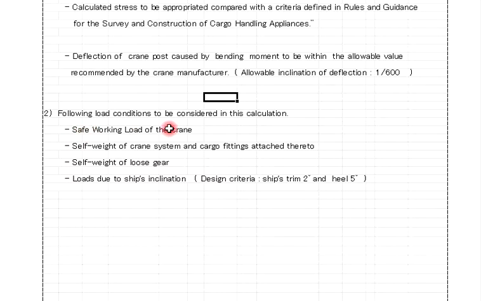The load conditions to be considered in this calculation are the safe working load of the crane, the self weight of the crane system and cargo fittings attached to this crane, the self weight of loose gear, and also the load due to ship inclination. So the design criteria for this ship trim is 2, and here is 5 degrees.